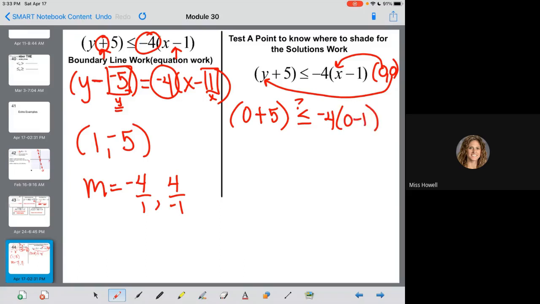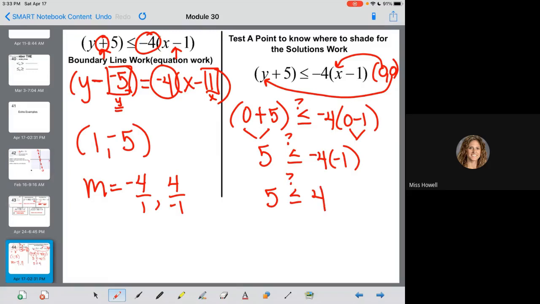0 minus 1. Now, some of us have been distributing here. We don't need to distribute because we're doing PEMDAS. We're not stuck in here. We can do 0 minus 1, and we can do 0 plus 5. Parentheses first on both sides to get 5. Is it less than or equal to our -4 times -1? All right, 5, is it less than or equal to 4 would be our question.